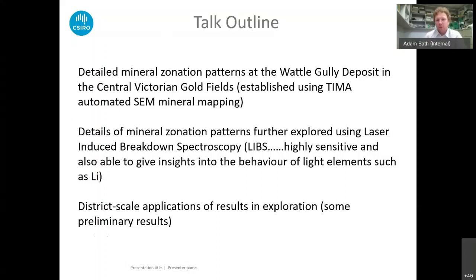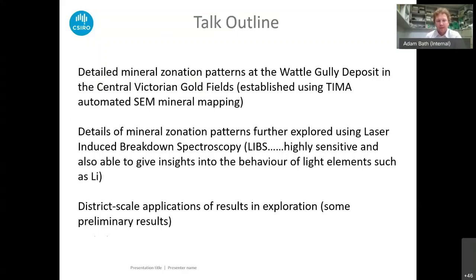Then, toward the back end of this talk, I'm going to present some more recent work we've been doing with LIBS, which is similar, it scans rocks, but it's very sensitive, and it gives some really unique insights into some of the elements. It's very sensitive, so you can see zoning within particular phases that you might not see using other techniques.